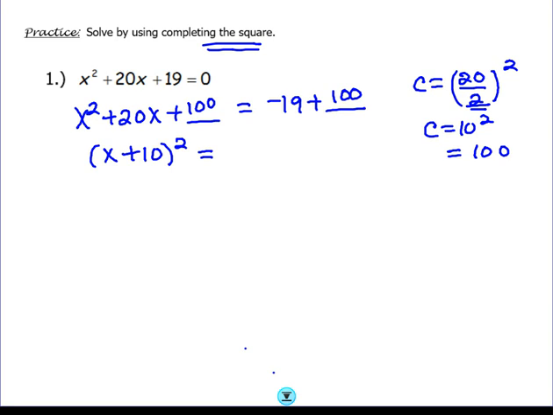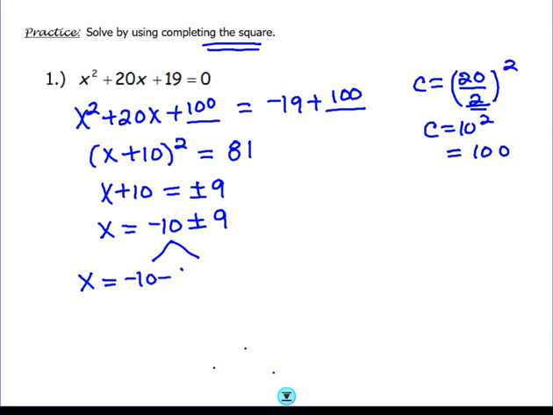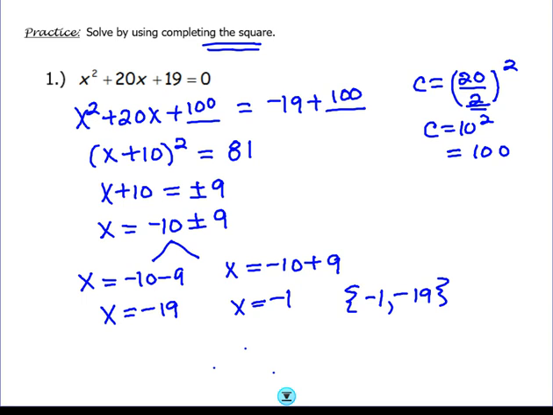Negative 19 plus 100 is 81. Square root both sides. Plus or minus the square root of 81 is 9. Well, I can simplify this. I can move my 10 over, and then I've got to find my two equations. So I need to break these apart. I've got x equals negative 10 minus 9, and x equals negative 10 plus 9. So my two solutions are negative 19 and negative 1. So because these are integers, that means that this thing would have factored. But you see that I get the same answer by completing the square.